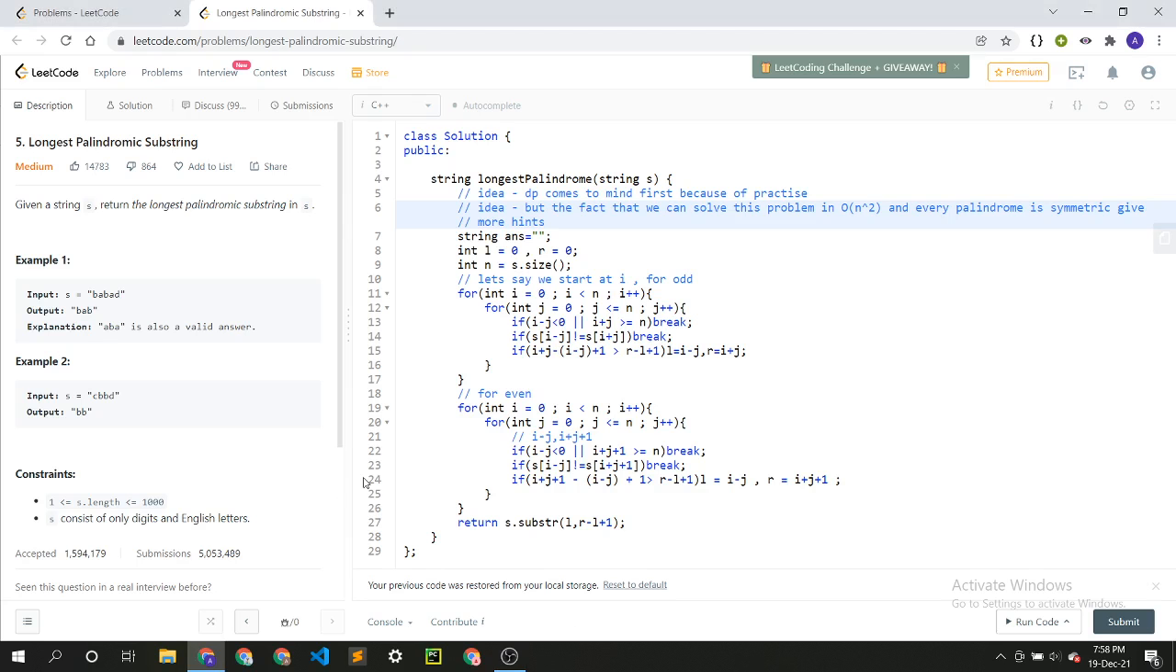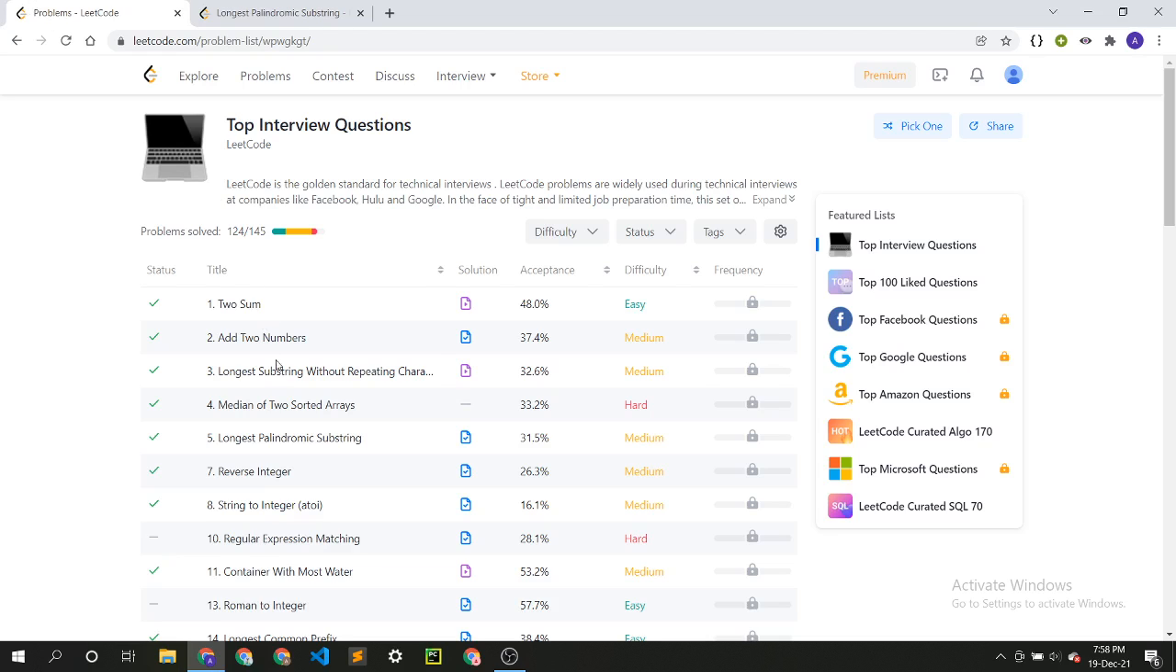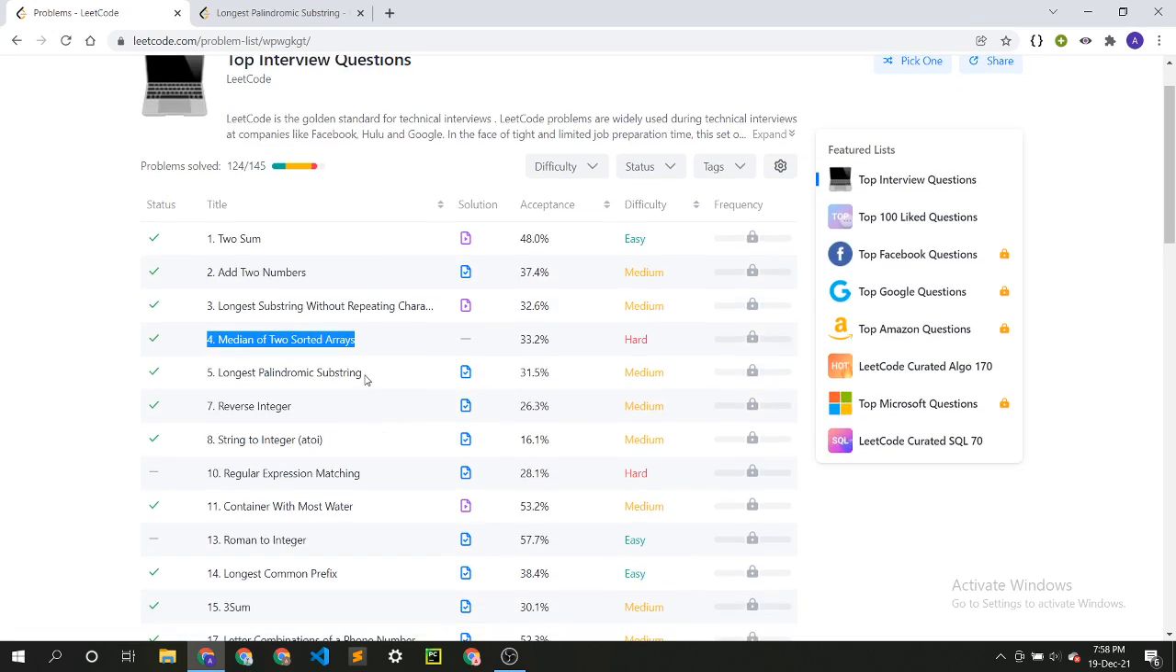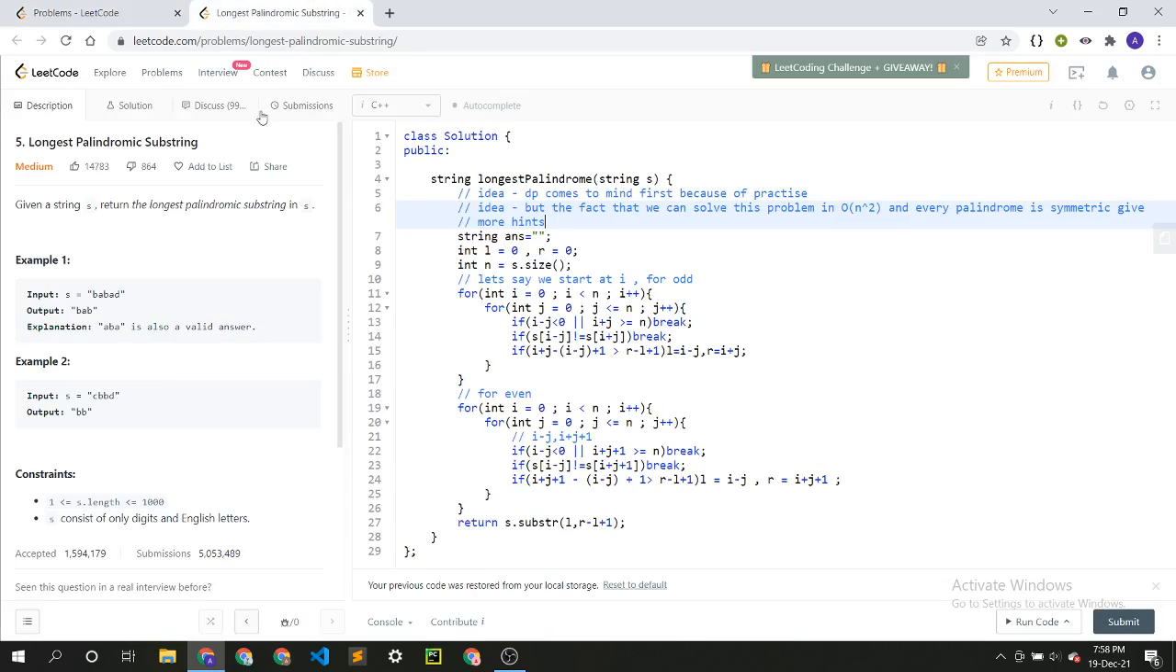Hey guys, so in this series of solving top interview problems, we are at our fifth problem, which is longest palindromic substring. So we are given a string S, and we have to return the longest palindromic substring of that string. So how do we solve it?